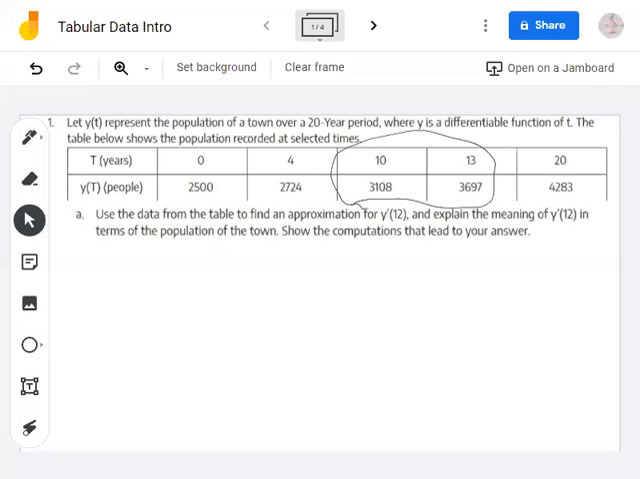All right. So to approximate y prime of 12, and again, this isn't the only approximation, but this will probably be the best approximation because we picked the two things closest to t equals 12. So to do that, I'm going to say y prime of 12 is about equal to y of 13 minus y of 10 over 13 minus 10.